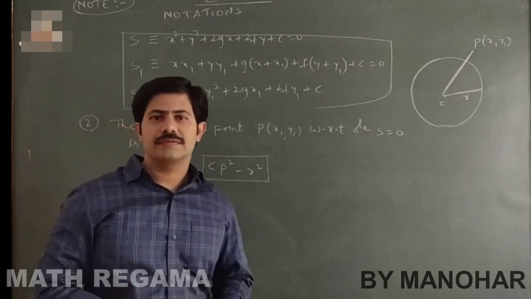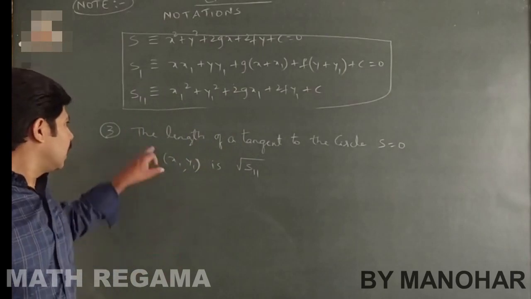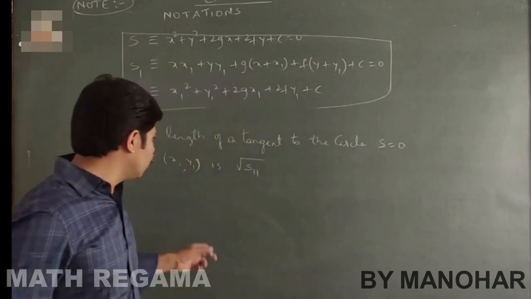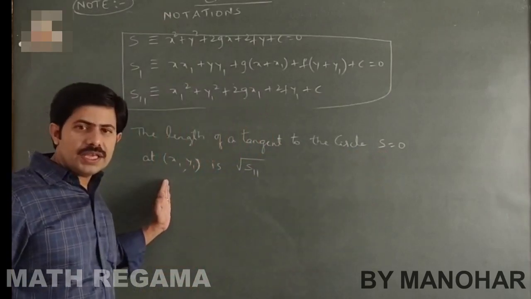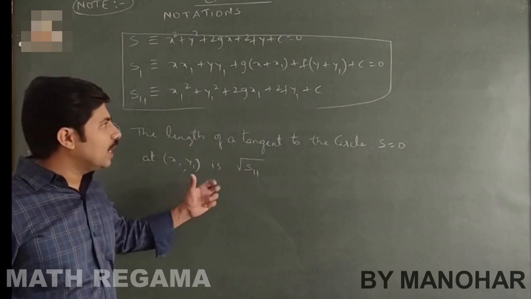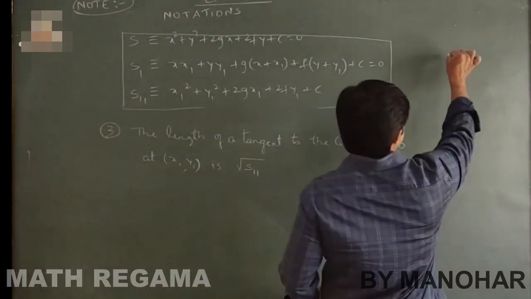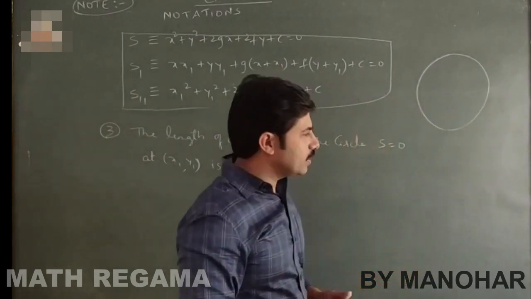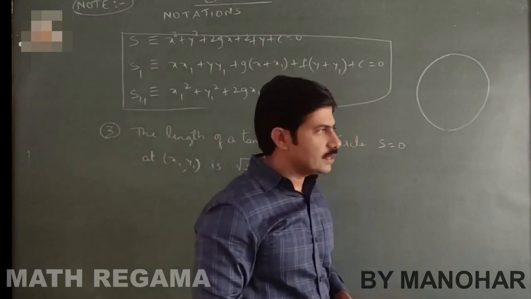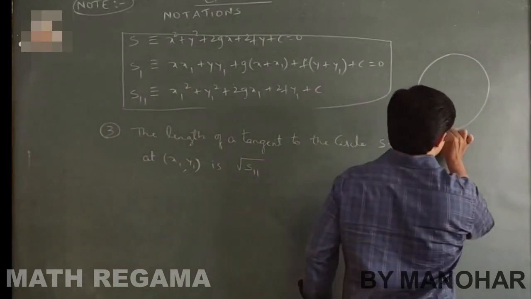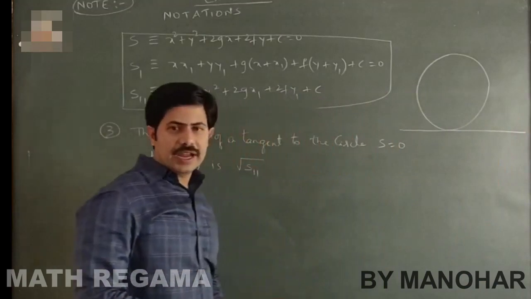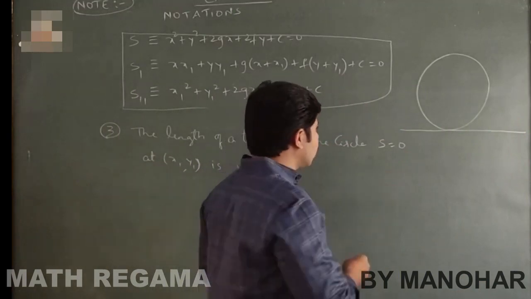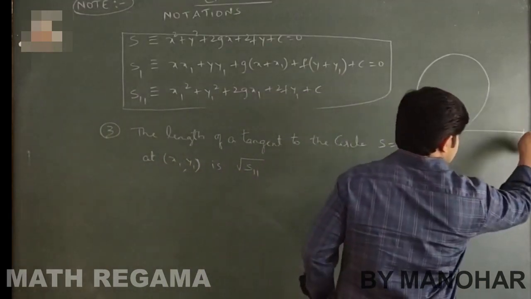So next one is also there. The length of a tangent to the circle S is equal to 0 from (x1, y1) is under root S11. Now what is a tangent? Suppose we have a circle. First we have to know what a tangent is. If a line touches a circle at one point, the line is called a tangent. So here we will find the length of this tangent.